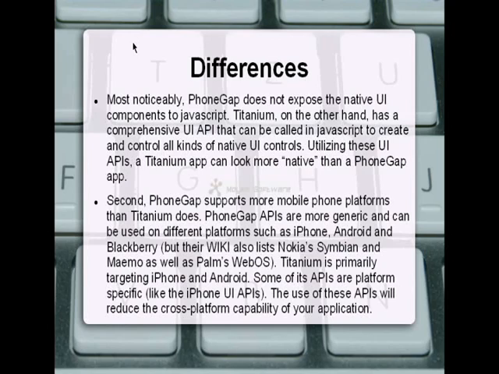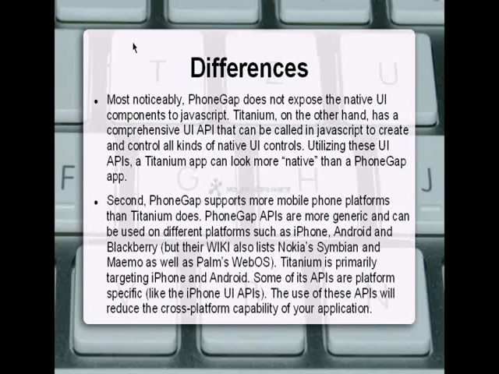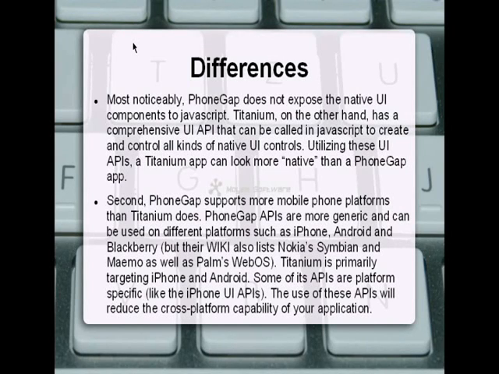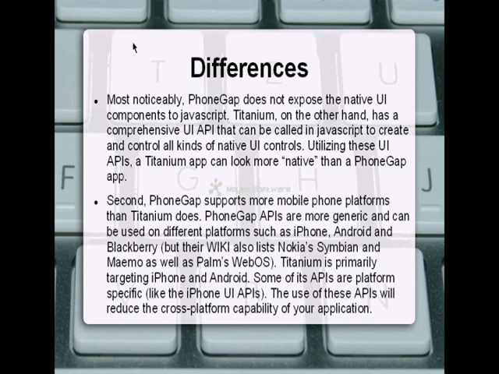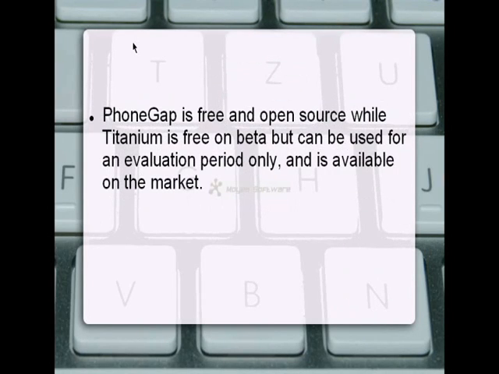Second, PhoneGap supports more mobile phone platforms than Titanium does. PhoneGap APIs are more generic and can be used on different platforms such as iPhone, Android, and BlackBerry. But their wiki also lists Nokia's Symbian and Maemo, as well as Palm's WebOS. Titanium is primarily targeting iPhone and Android. Some of its APIs are platform-specific, like the iPhone UI APIs, and the use of these APIs will reduce the cross-platform capability of the application.